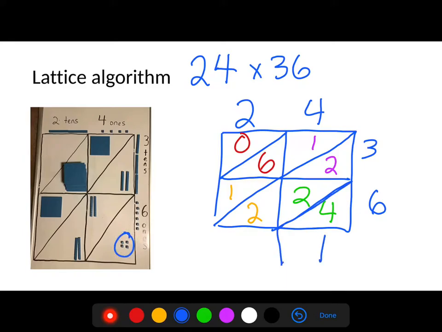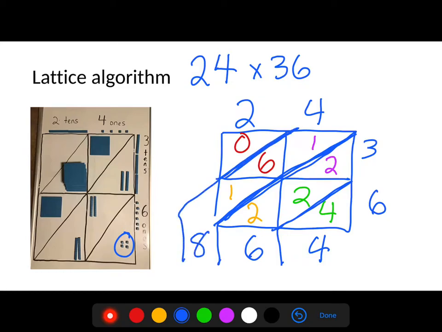So I want to add the ones. That's 4. Then I add along the diagonal to get the tens. 2, 4, 6. The hundreds, that's going to be 8, and I had nothing in the thousands. So my answer is 864. Now some people record their numbers on the left here like this, and then just read along here, 864.